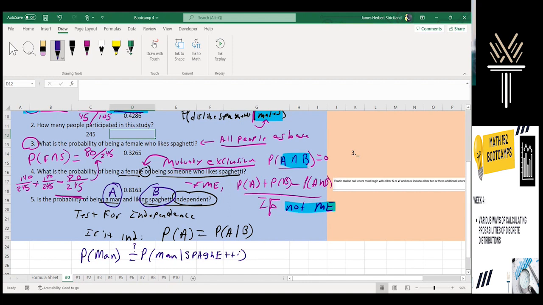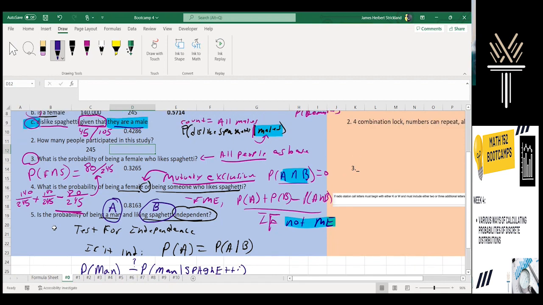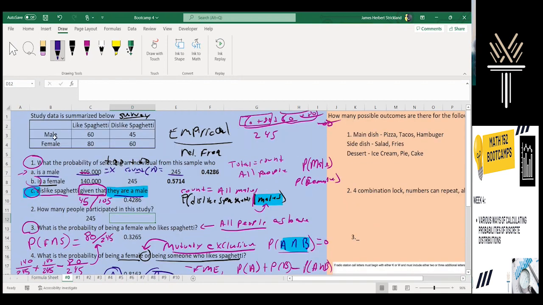Maybe certain genders like certain foods more than others. Chocolate, for example, statistically is more popular among women. And so if we found people who like chocolate, you're more likely to find a woman than a man. And so certain things like that may play a factor. Maybe spaghetti has a gender distinction. And let's find out from our survey, at least. The probability of being a man, we've done this calculation already. It's 105 divided by 245. It's that 0.4286 number.